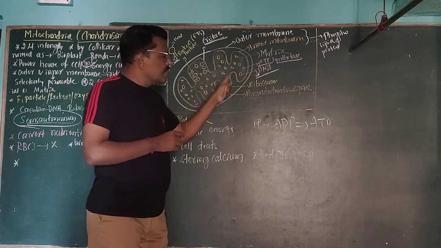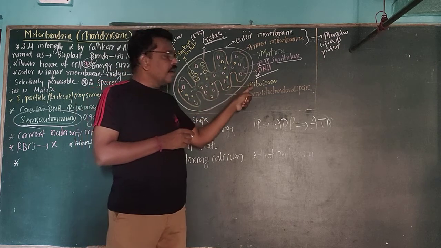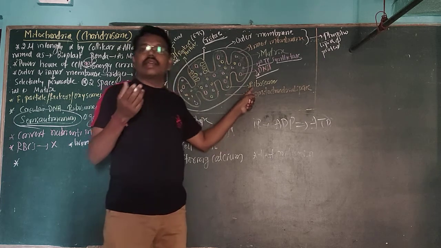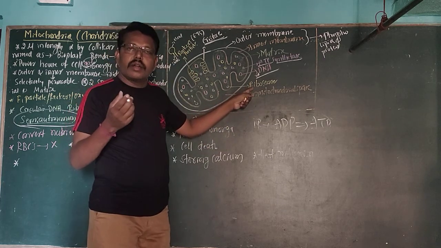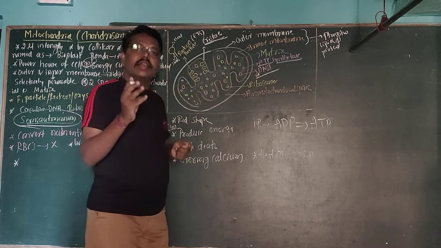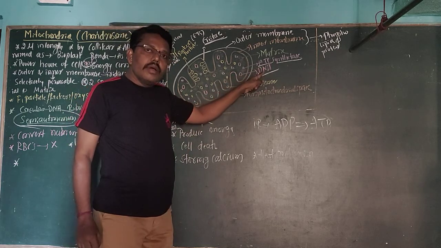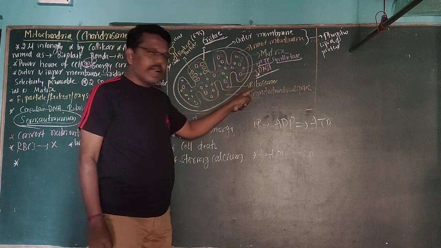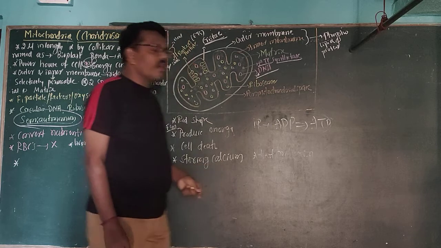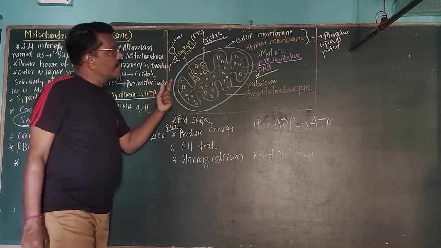Then within the inner membrane, the semi-fluid matrix, we see ribosomes. These ribosomes have the capacity to prepare protein. Hence mitochondria are called semi-autonomous because they have their own mtDNA as well as ribosomes. It helps for photosynthesis. Hence we can call it semi-autonomous.